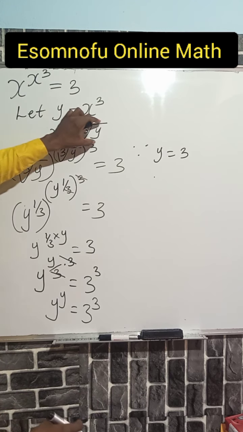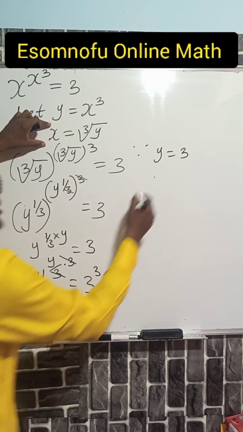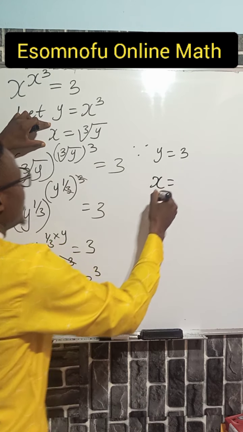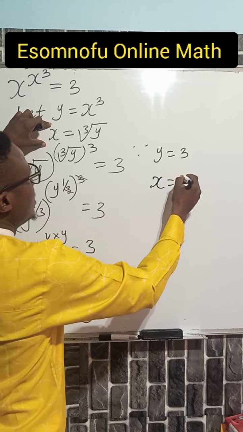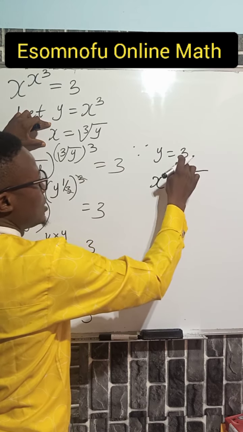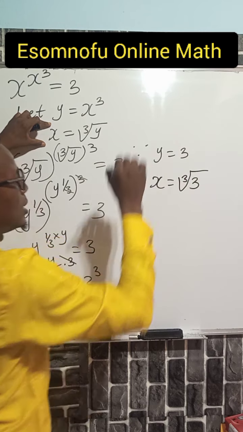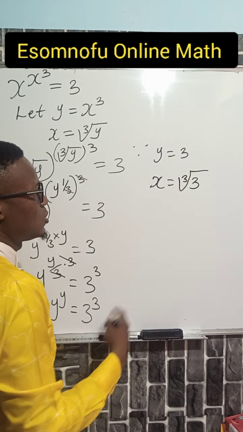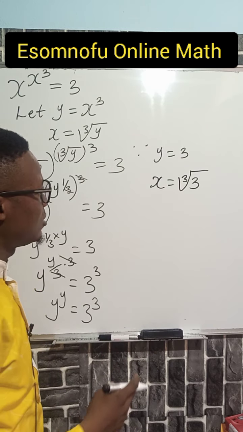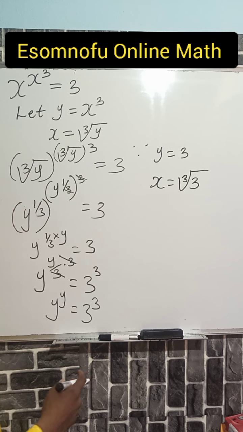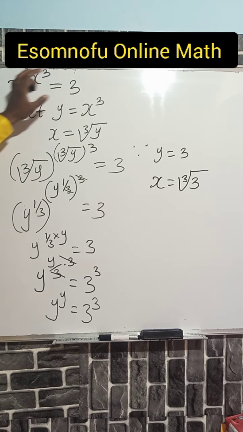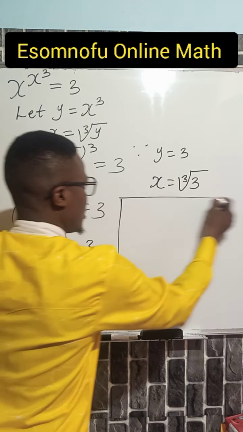X is cube root of y. I can use it here. So x will now be cube root of y. And what is y? Y is 3. You put 3 here. So this is the value of x, cube root of 3. That is the value of x. And if you want to check if you are correct, you can still plug it into this equation to see if it will give you 3. So you can check.